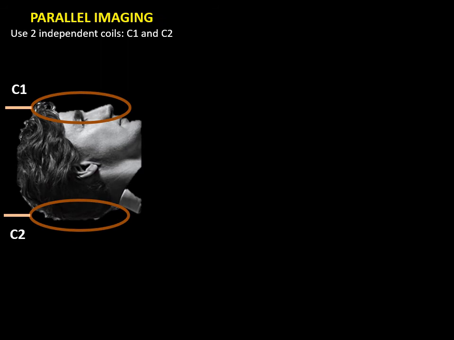All parallel imaging methods require the use of at least 2 independent coils. In this illustration, we're going to use 2 independent coils, and the coils are going to be referred to as coil 1 and coil 2, or C1 and C2. They're illustrated by those brown loops of wire, one placed on the anterior surface of the head and one placed on the posterior surface of the head.